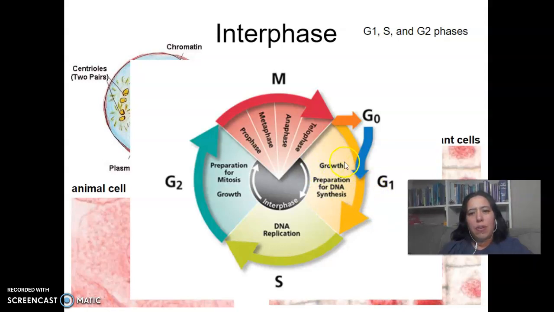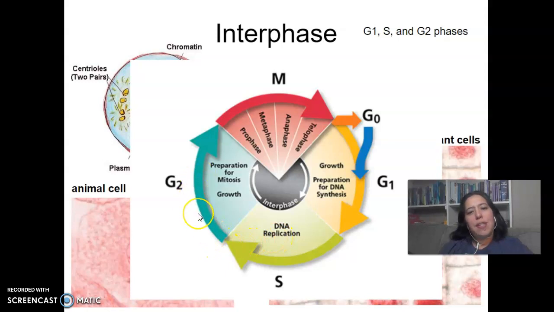G1, most of the growth is occurring during this phase. This is an intense period of growth. Organelles are copied during this phase, and anything that's needed for the DNA synthesis or copying of the DNA in this S phase is going to happen here. So coiling of the DNA strands on the histones is going to happen here. So it's kind of like an organization in growth phase. And then we copy the DNA during the S phase, so DNA replication. Replication is just a fancy way of saying copying.